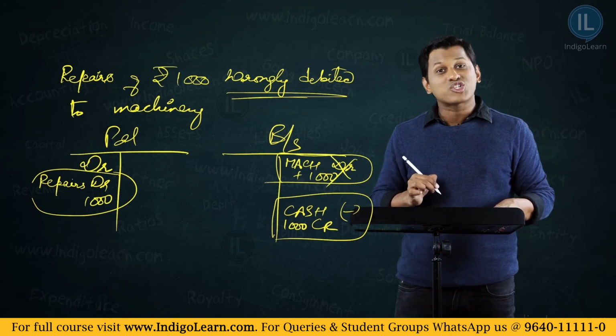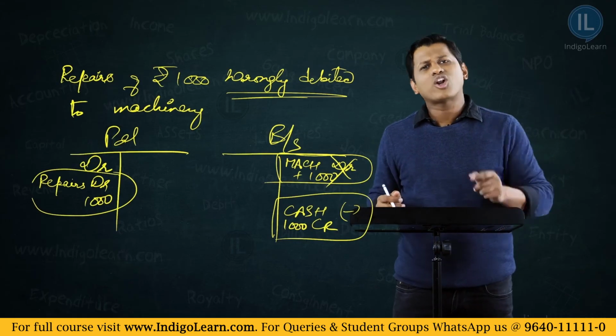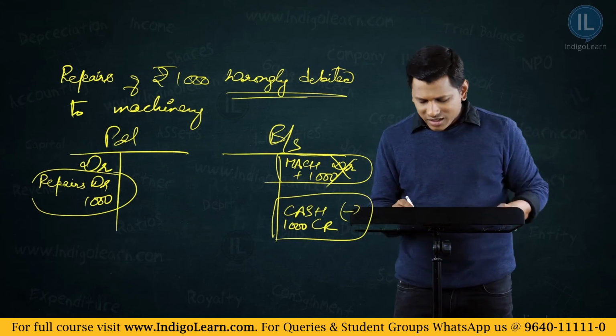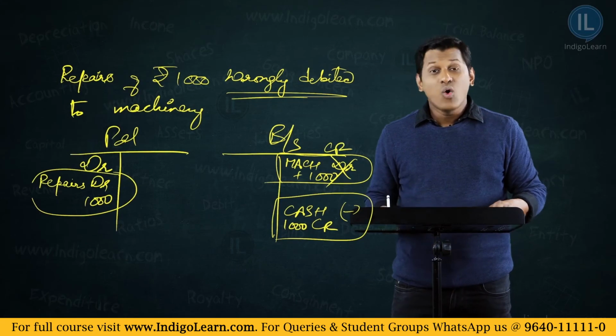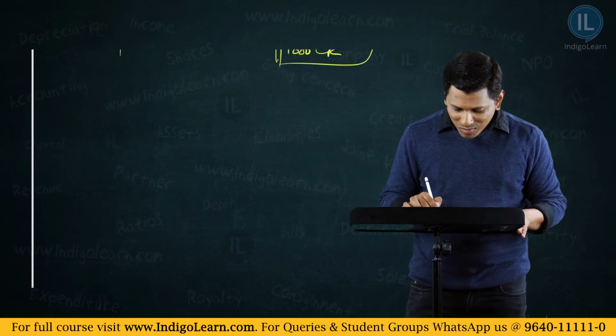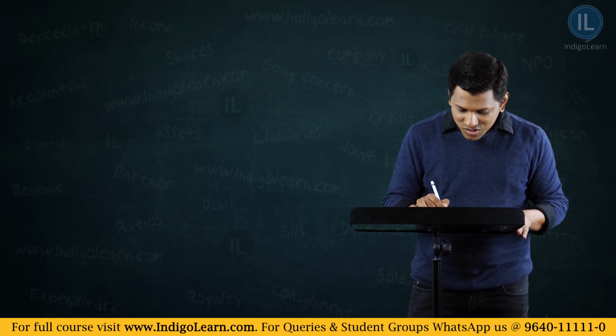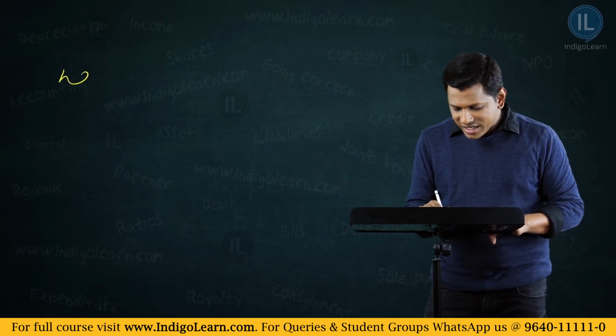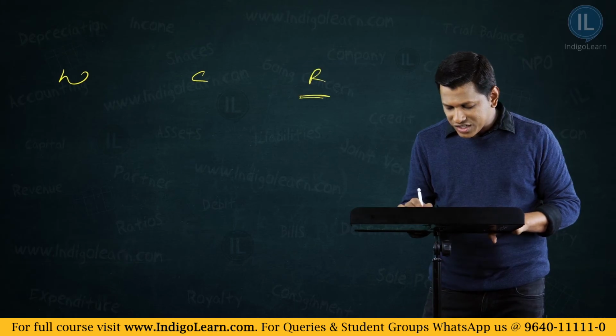Machinery, whatever was wrongly done, you have to rectify. What did you do earlier wrongly? You debited. Now you credit machinery. That's all. What should be debited? Repairs account should be debited. So if you talk about the rectification situation for this: wrong entry, correct entry, rectification entry.